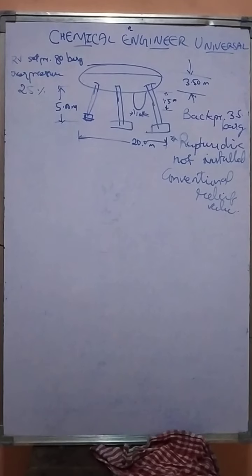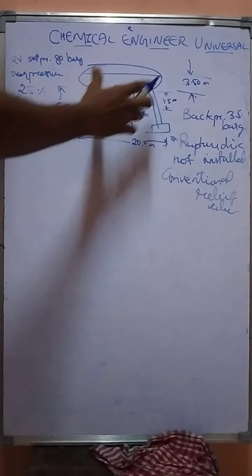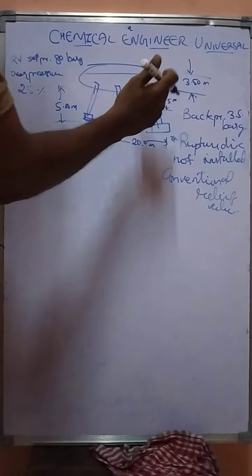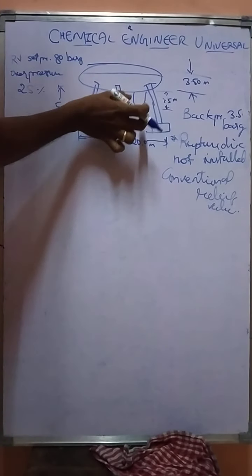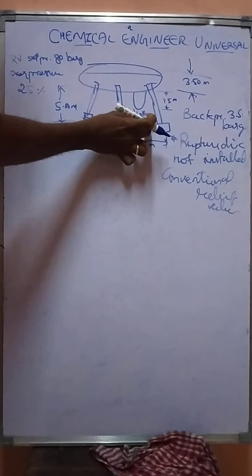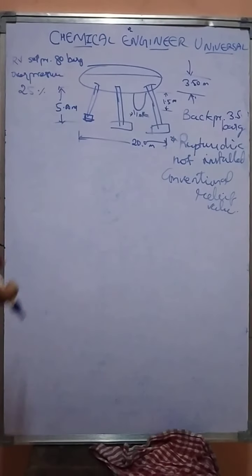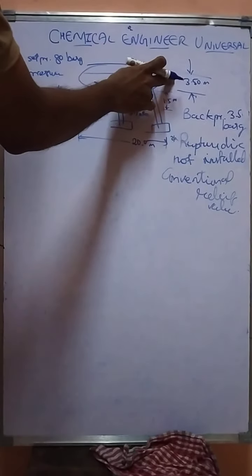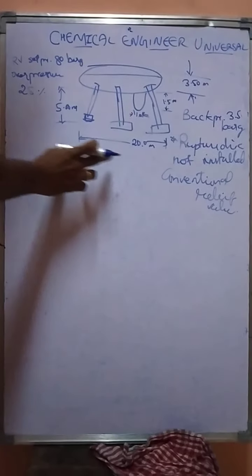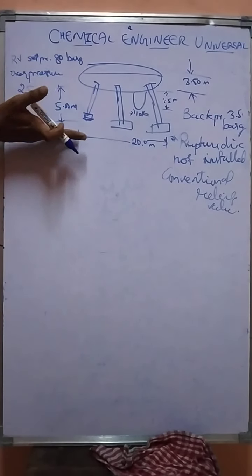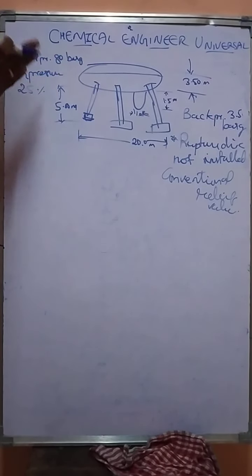Okay, let's take the data. We are going to take a horizontal vessel which has a boot. I have given the dimensions already. The boot has about 1 meter diameter and 1.5 meter height. The vessel has a total diameter of 3.5 meters and a horizontal length of 20 meters, at an elevation of 5 meters above the ground.